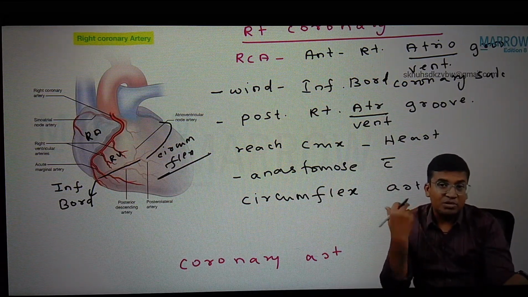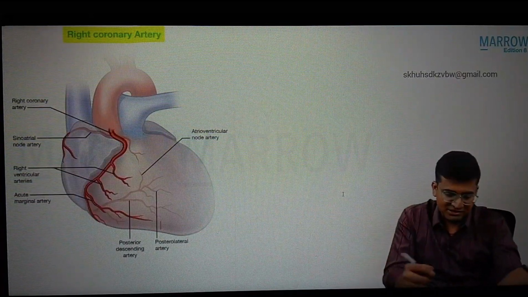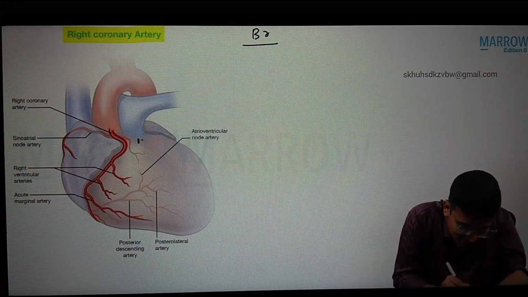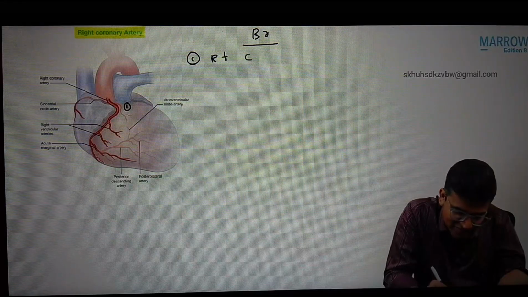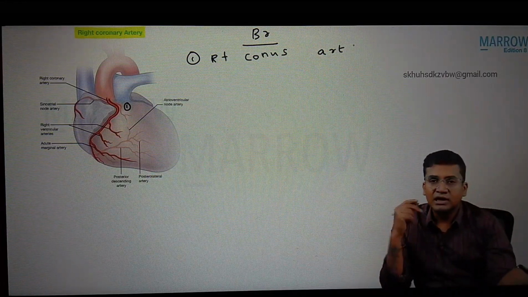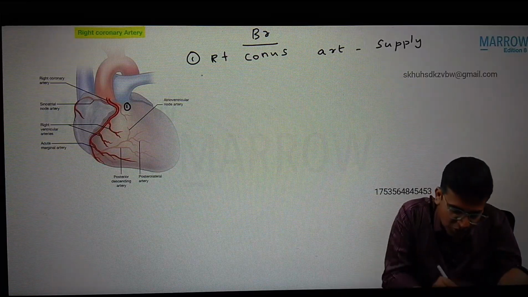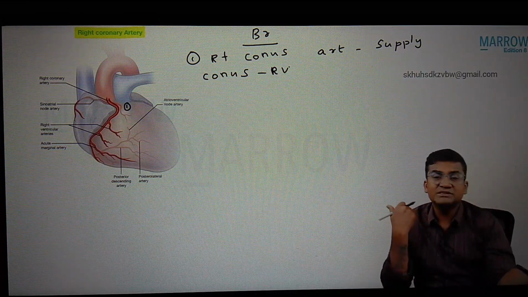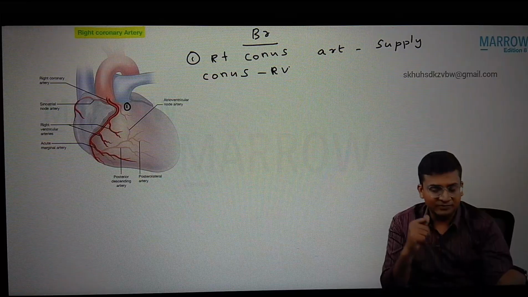Next, the branches of the right coronary artery. That is very important. Now, what are the branches? This is the first branch, number 1. The first branch is the right conus artery. The right conus artery supplies the conus part of the right ventricle. Conus part means the outflow part of the right ventricle, or the infundibular part of the right ventricle.